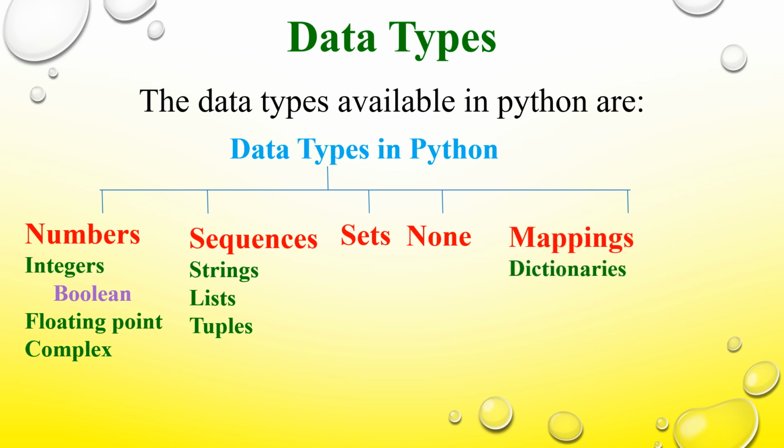The next one is mappings data types. The mappings data type is an unordered data type in the Python programming language, and currently a dictionary is the only kind of data type which comes under mapping. It can be used for storing data items in key value pairs, and you will be learning in detail regarding all of these things.